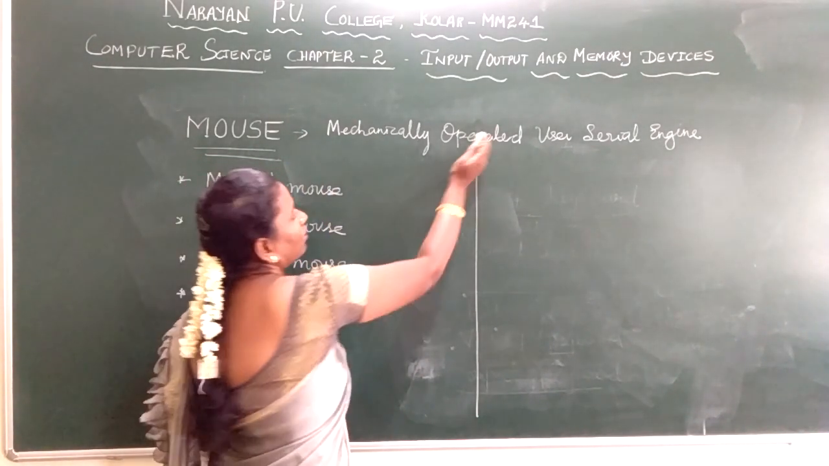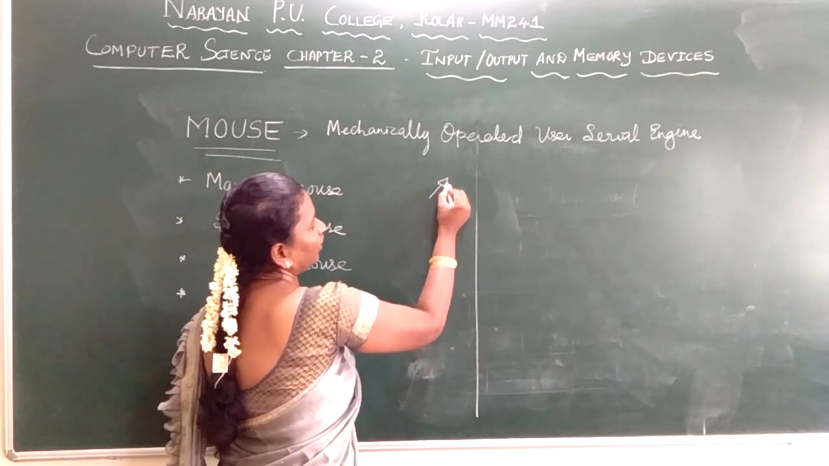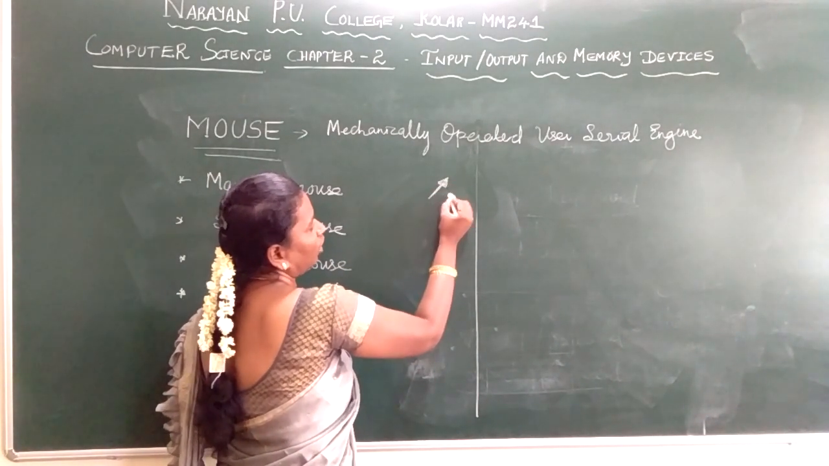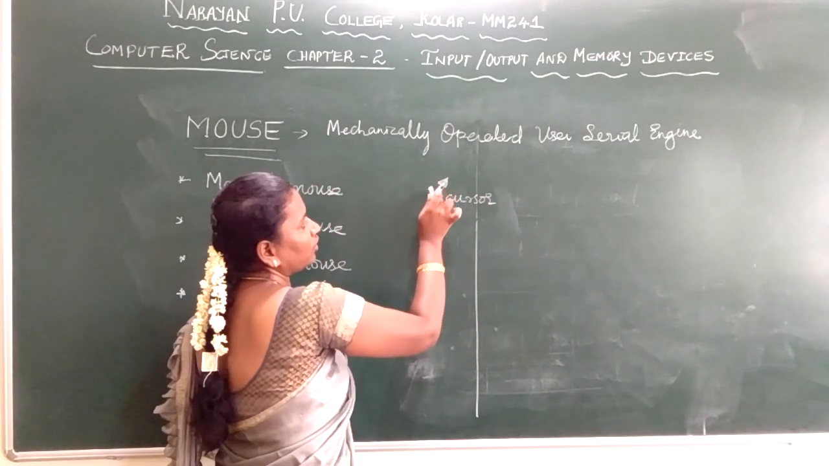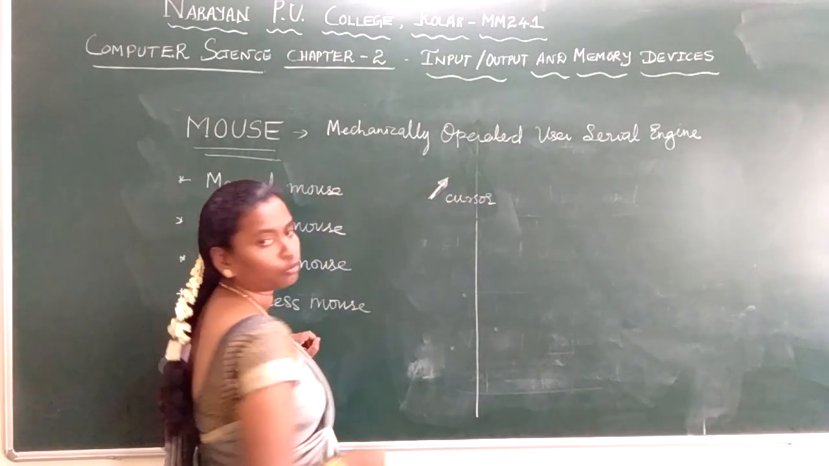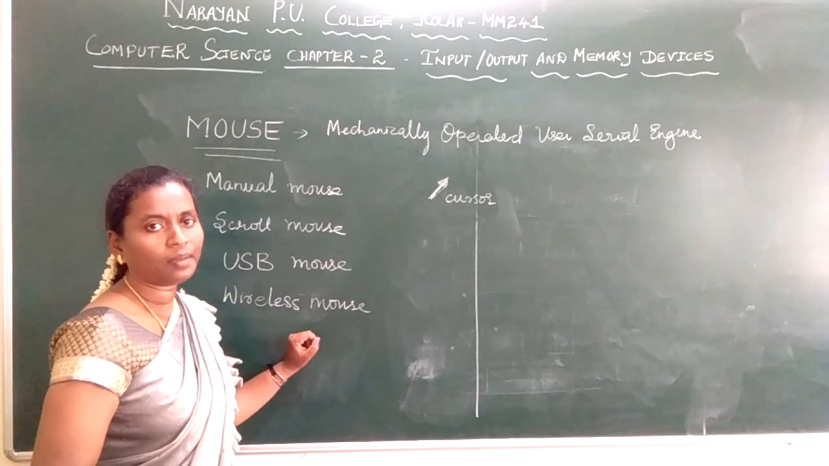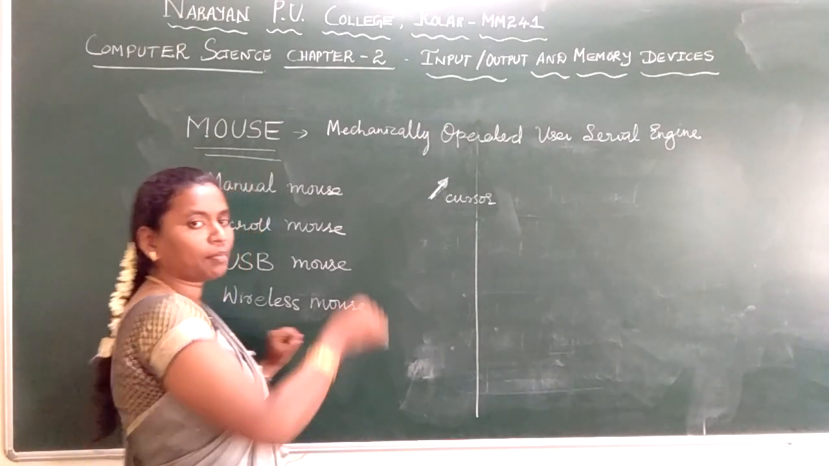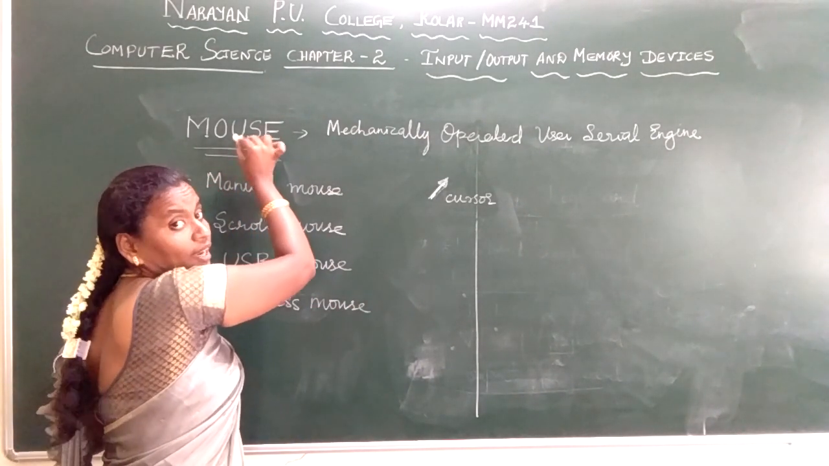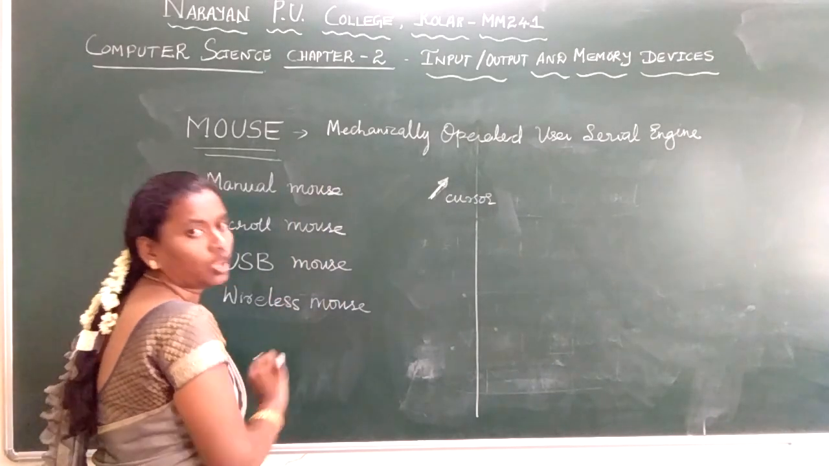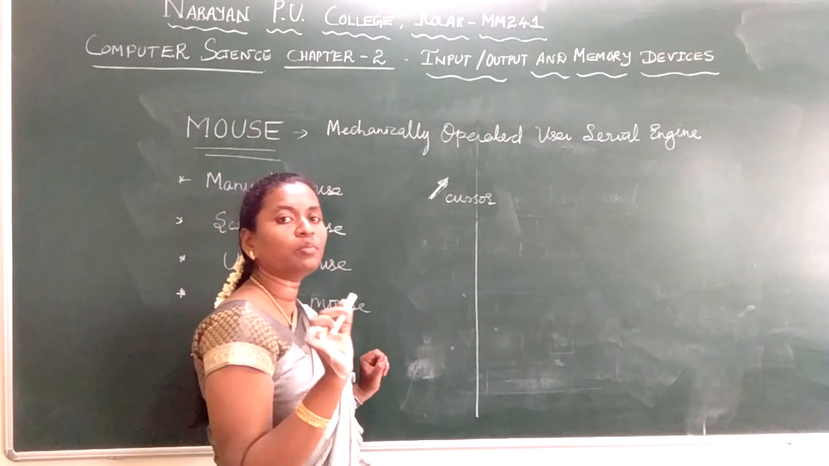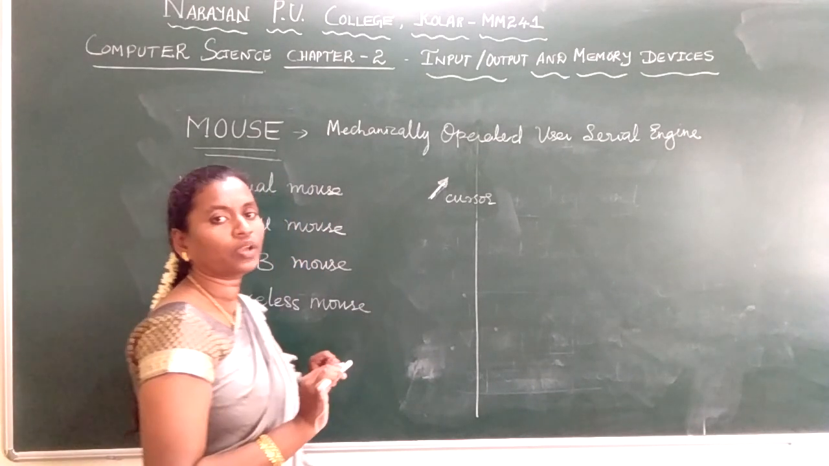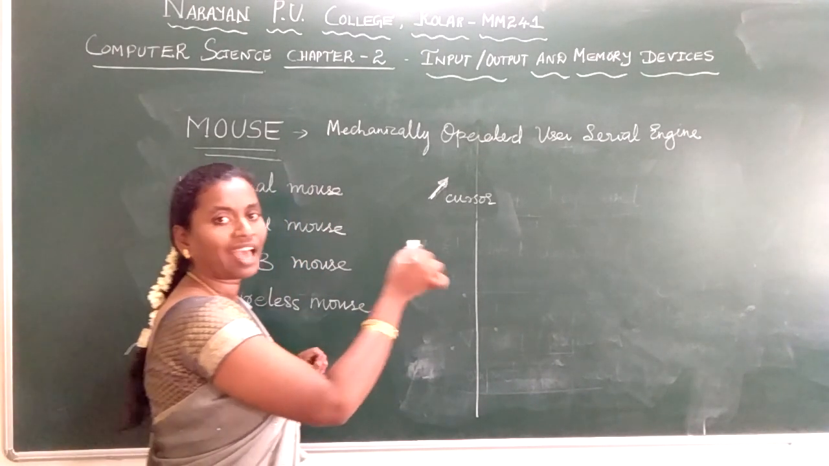Okay. The cursor movement, you have seen this arrow mark. We won't call it an arrow mark, we call it a cursor. So in order to control this cursor movement, we use the mouse. I repeat, the abbreviation is mechanically operated user serial engine. Why do we need a mouse? Mouse is an input device which is used to control the movement of the cursor, which is used to roll or navigate.